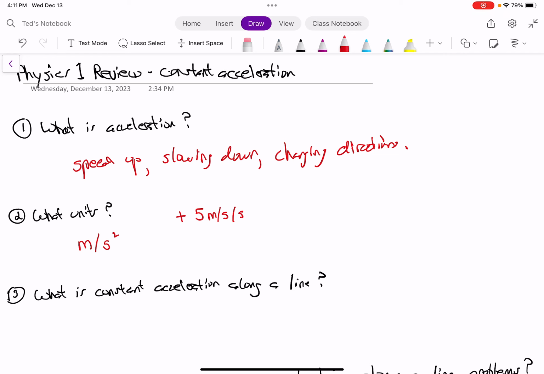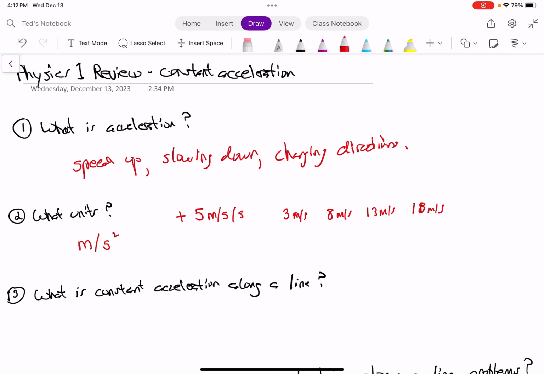So for example, your speed might be 3 meters per second to begin with, and then after 1 second, you'll be up to 8 meters per second, and in the next second, you'll be up to 13 meters per second, and then the next second, you'll be up to 18 meters per second. You can see that you are gaining 5 each second, so that would be an acceleration of 5 meters per second squared.